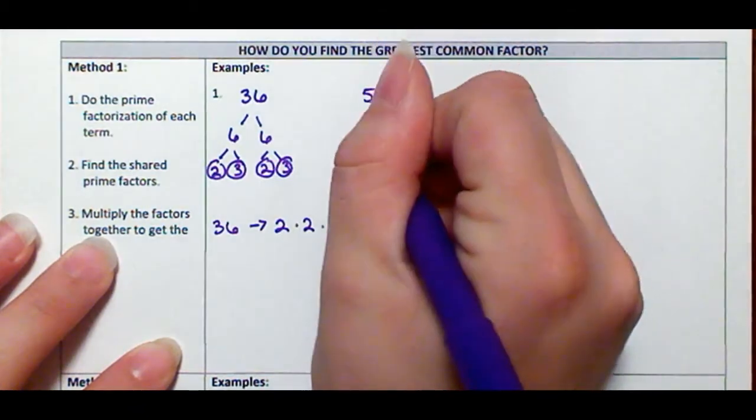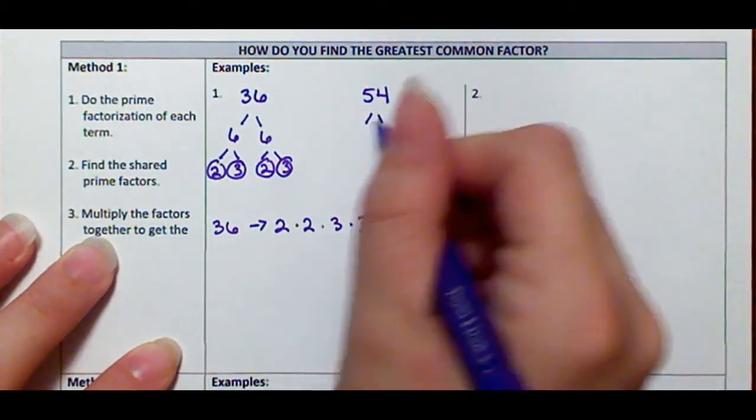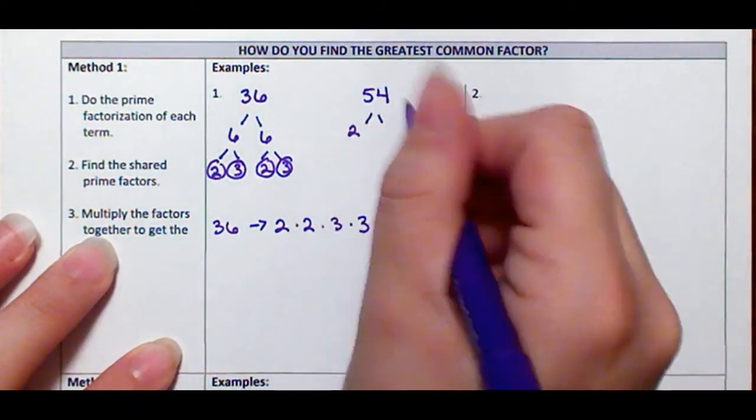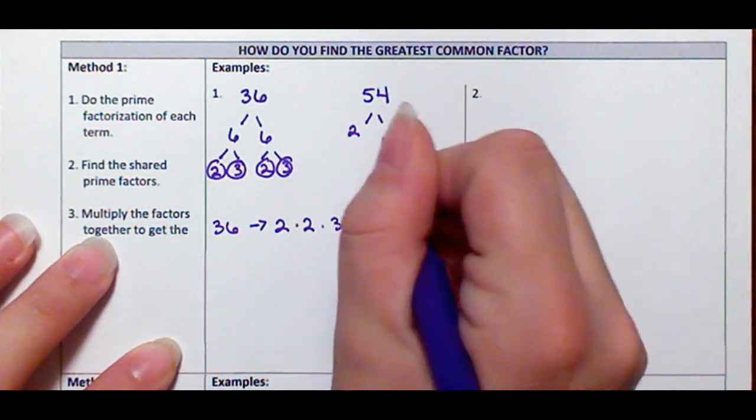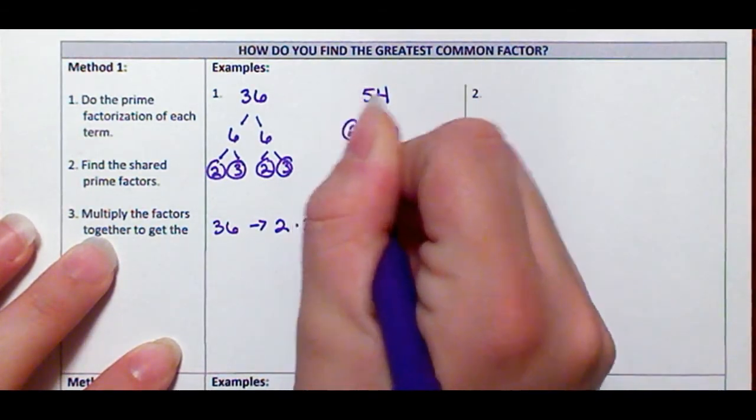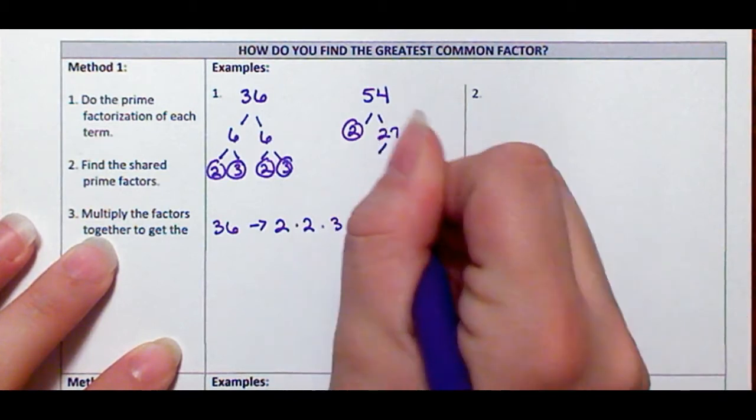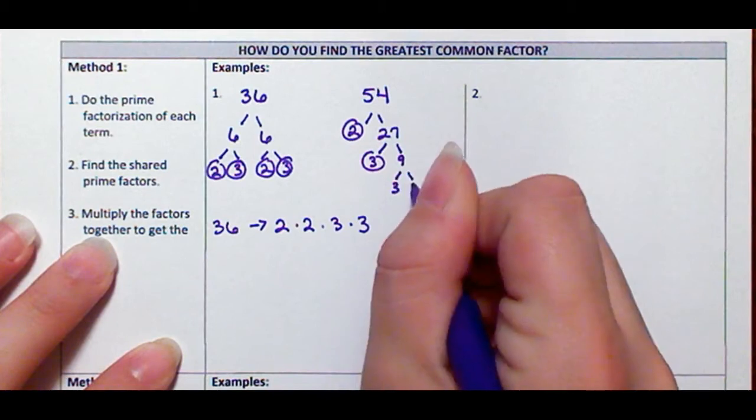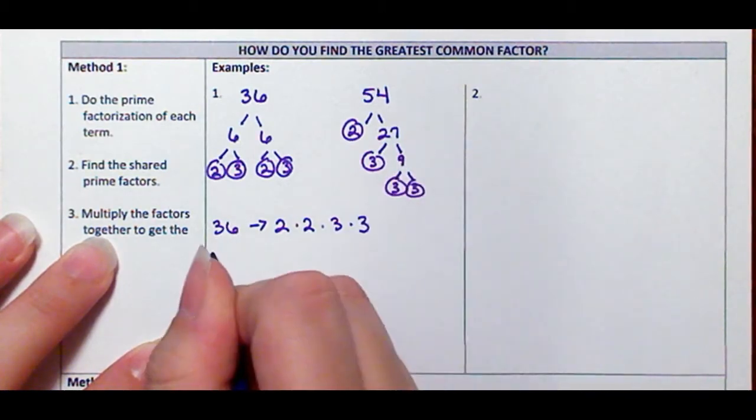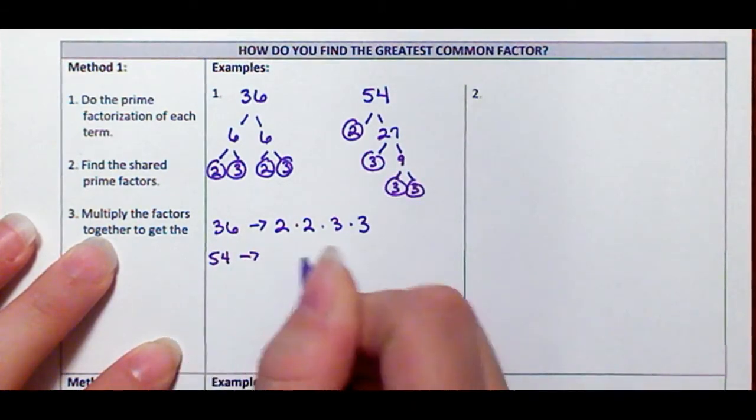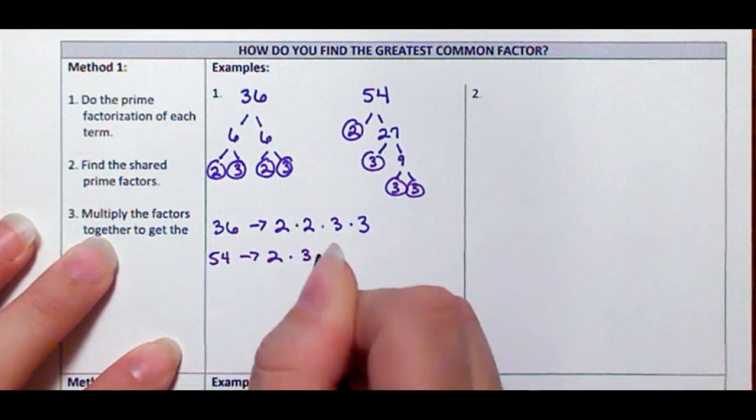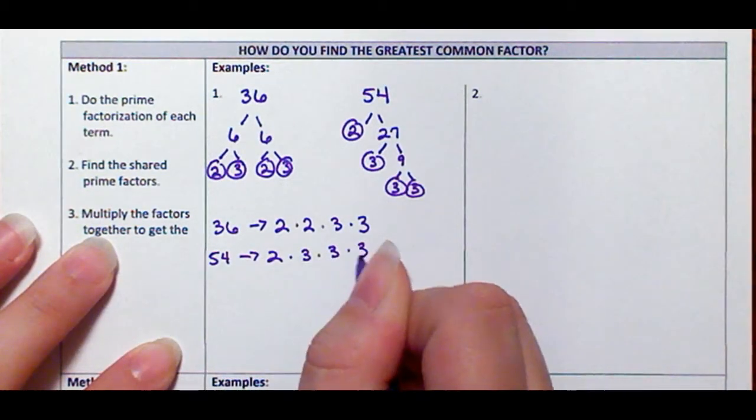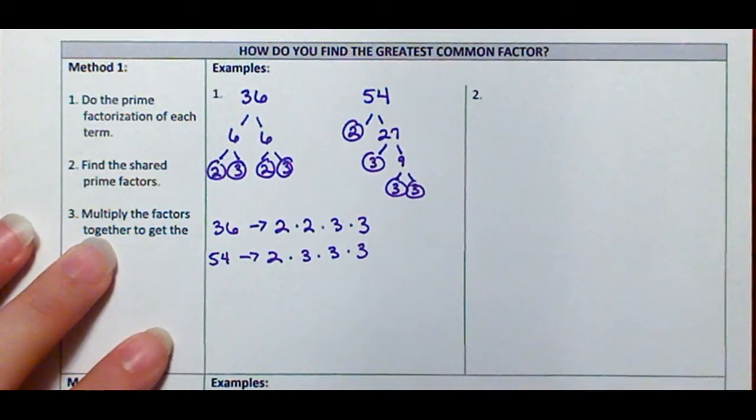All right, now 54. Well, right off the top of my head, I know 2 goes into 54, so that's going to be 27. 2 is prime, 27 is not. So that's 3 and 9, and 9 is going to be 3 and 3. So 54 is made up of 2 times 3 times 3 times 3.